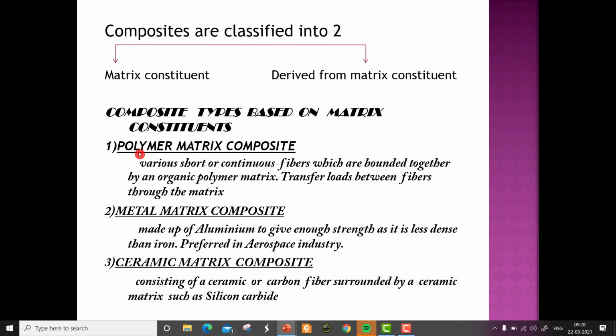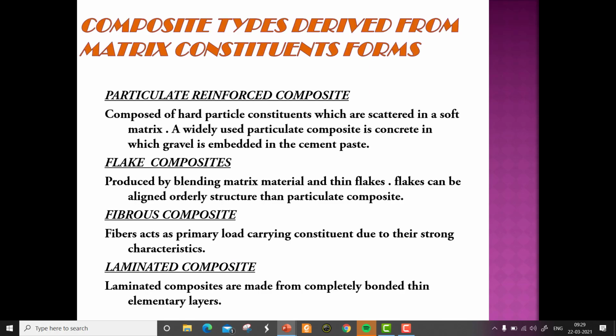The matrix constituent includes polymer matrix composite, with various short or continuous fibers bonded together by an organic polymer matrix, which transfers the load between fibers. The second one is the metal matrix. So we have the polymer matrix, the metal matrix, and also the ceramic matrix, consisting of ceramic or carbon fiber surrounded by a ceramic matrix or silicon carbide. You can just learn the polymer matrix, the metal matrix, and the ceramic matrix, which can be made into composites.